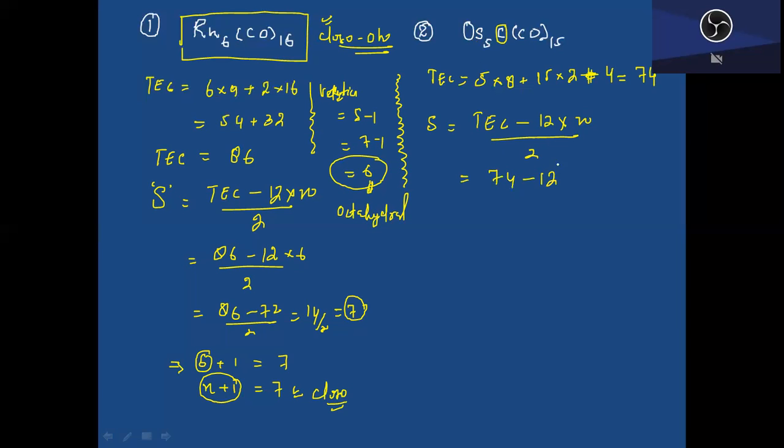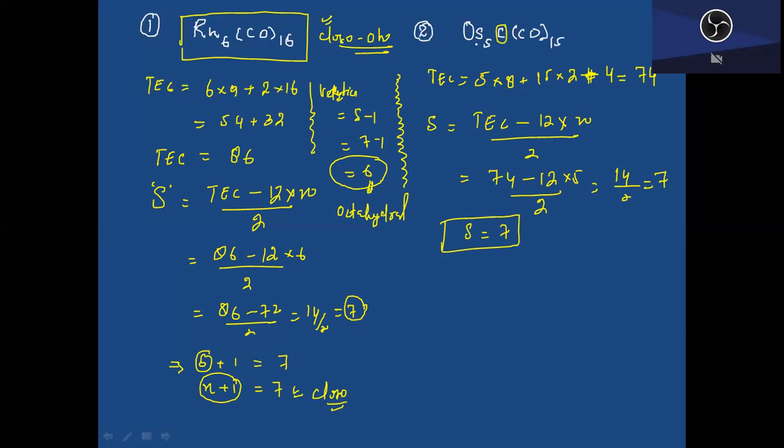N is the number of metal atoms, that's 5 divided by 2. So this will come out to be 74 minus 60, that is 14 divided by 2. 14 divided by 2 is equal to 7. So basically S comes out to be 7. Skeletal electron pairs come out to be 7.